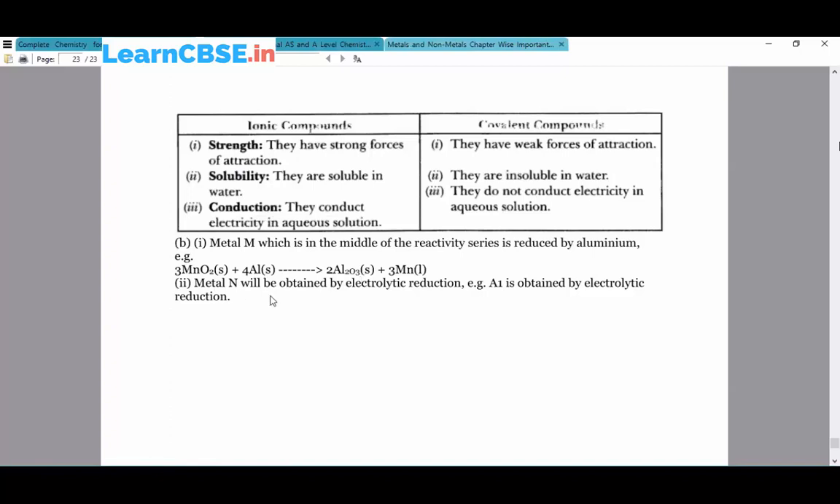The metal N will be obtained by electrolytic reduction. Example, aluminium is obtained by electrolytic reduction.